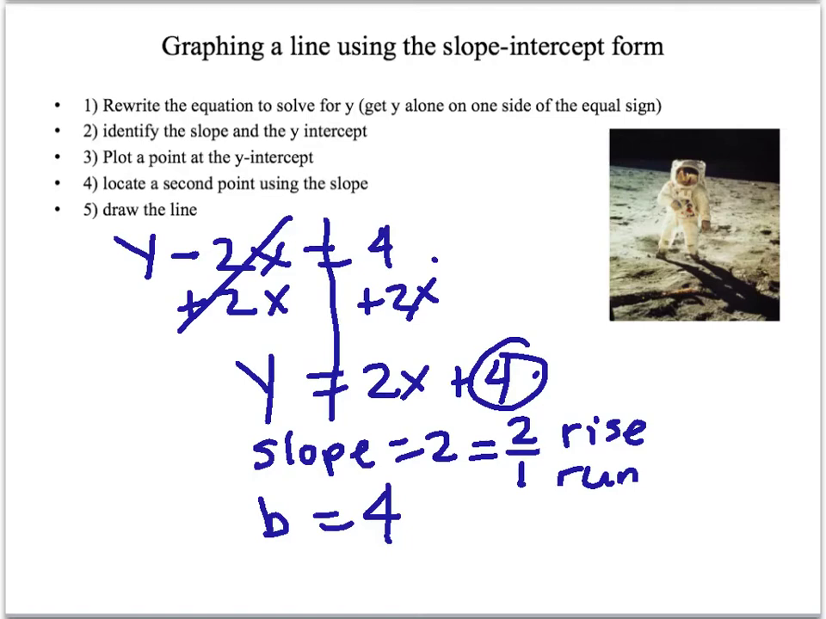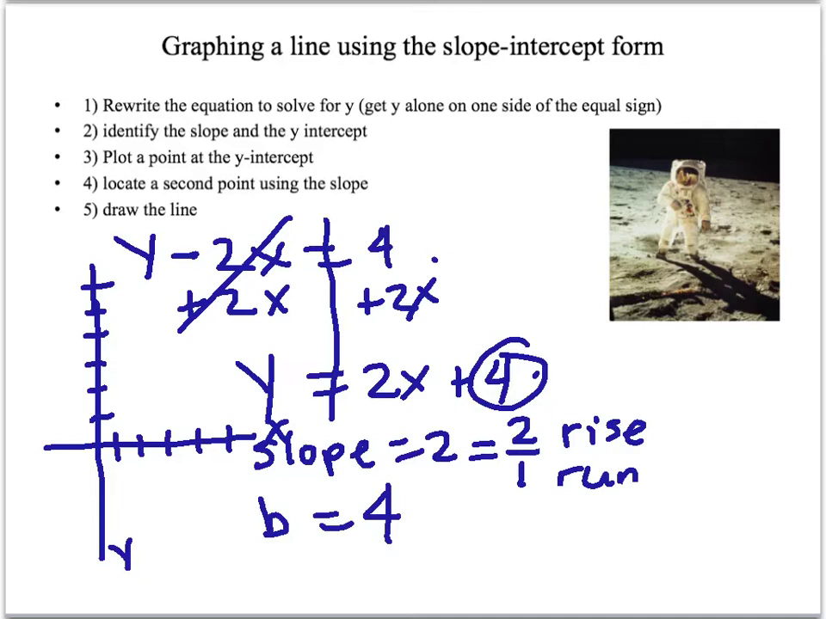Okay, now what do we do? Here's y, and here's x. I'll count off 1, 2, 3, 4, 5. 1, 2, 3, 4, 5. Make that a little longer, 6. Okay, so first thing we want to do is plot the y-intercept. So my y-intercept is 4. So starting here, I go up 1, 2, 3, 4. There's my y-intercept.